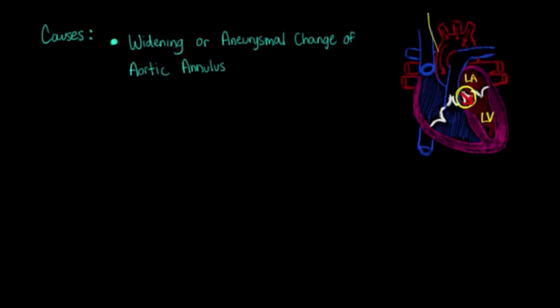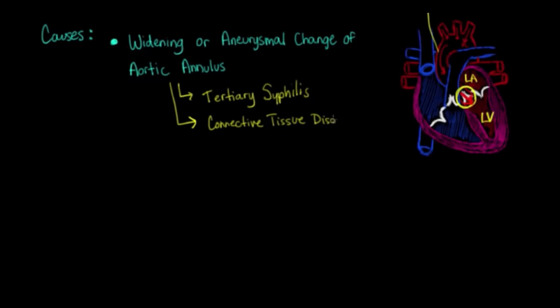So anytime that becomes widened, the valve area becomes widened and the valve can't close as well. So this happens in conditions such as tertiary syphilis, or some of the connective tissue disorders such as Marfan syndrome and Ehlers-Danlos, which are both disorders relating to collagen, which is a connective tissue protein in the body, used for structural support of blood vessels and other things.